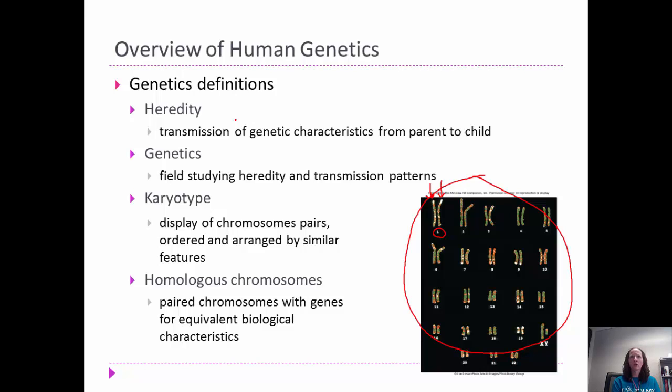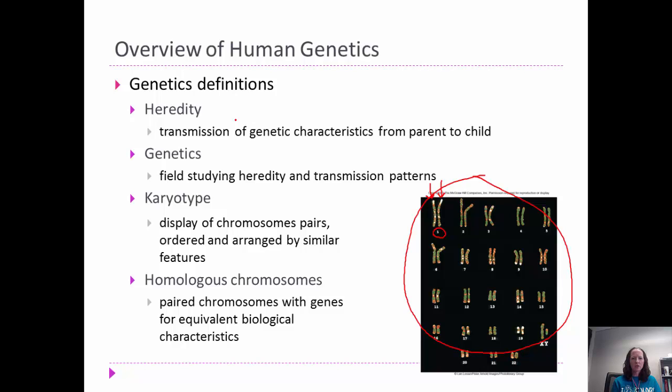So this could be for eye color, it could be for height, it could be different diseases that might be passed on from parent to child. So it's going to have basically every single characteristic on all of these different chromosomes.